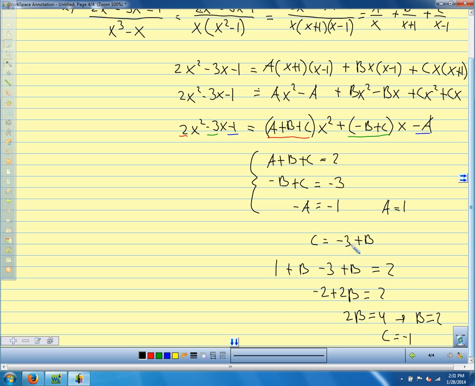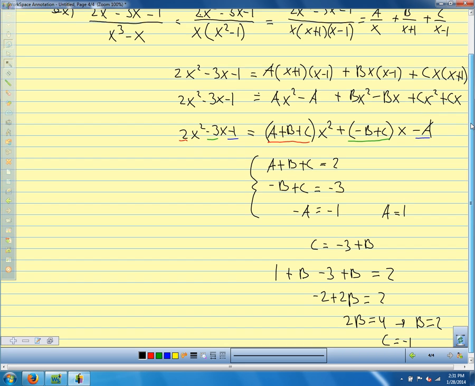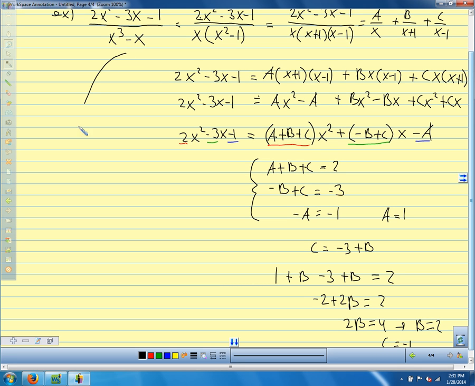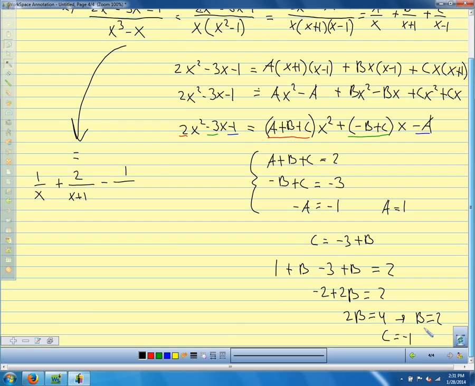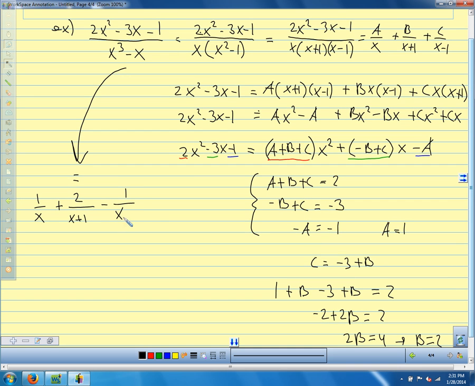Plug that in here to get c equals negative 1. So that tells me that this fraction equals 1 over x, plus 2 over x plus 1, minus 1 over x minus 1, where B was 2 and c is negative 1. And this is the partial fraction decomposition of that rational expression.